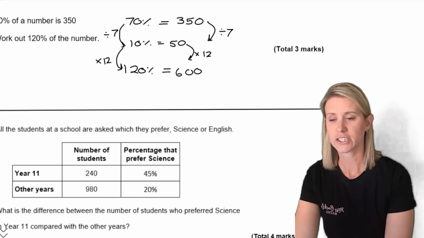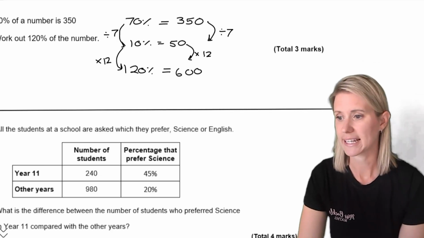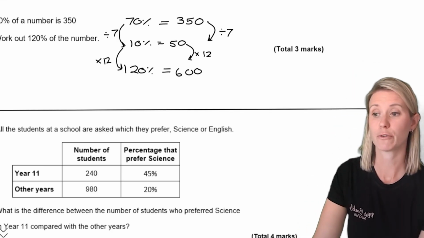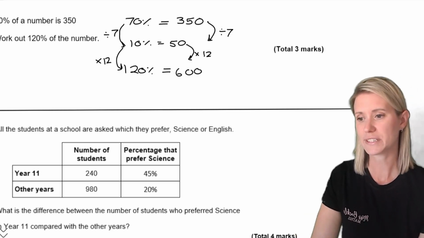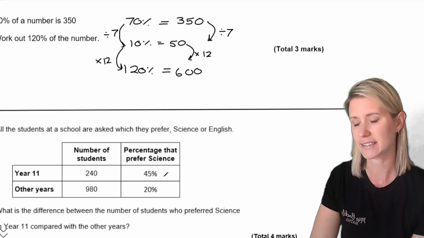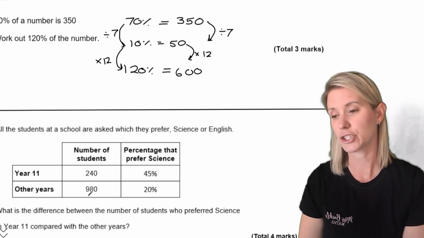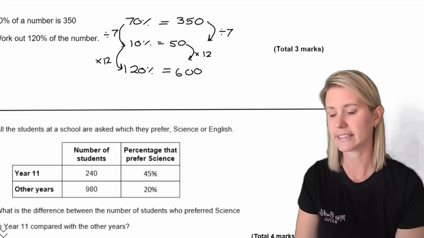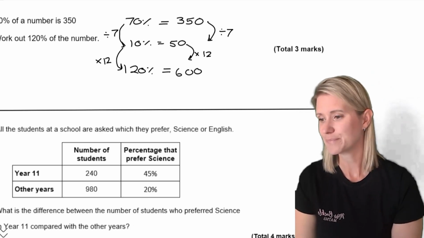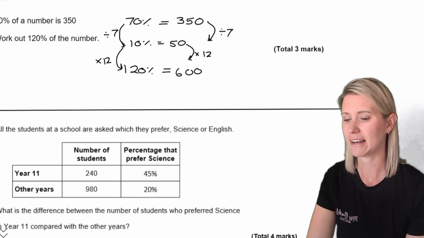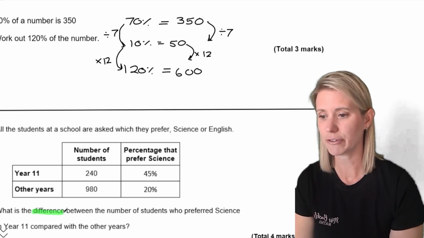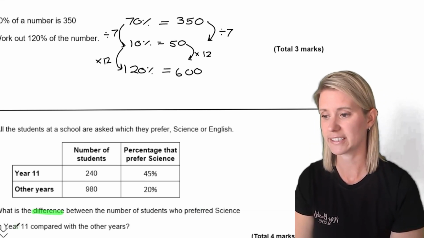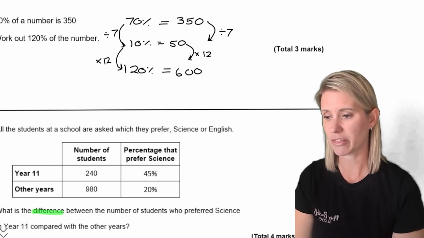Right, all the students at a school are asked what they prefer, science or English. So in year 11, we have 240 students in total and 45% of them prefer science. In other years, there are 980 students in total, and 20% of the students prefer science. So it's popular in year 11. What is the difference? Now let's get the keywords here. What is the difference between the number of students who preferred science in year 11 compared with the other years?